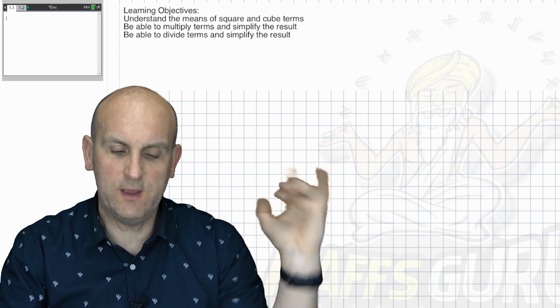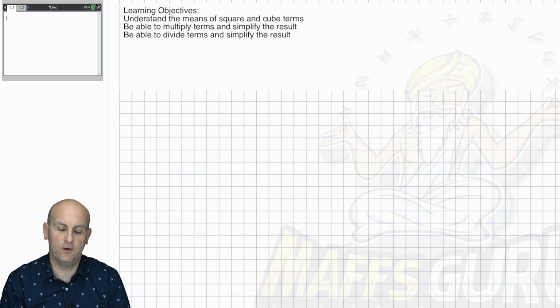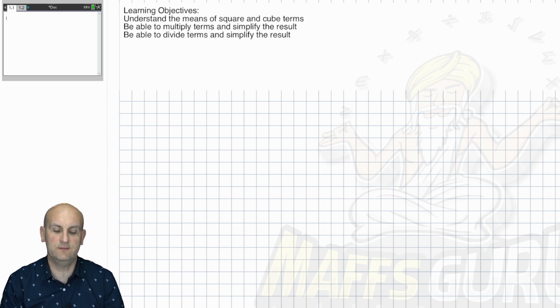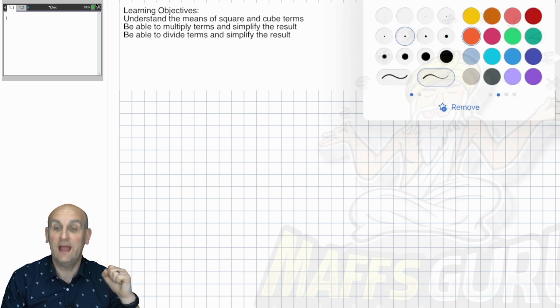So what are we doing today? We are looking at understanding the meaning of square and cube terms, multiplied terms and simplifying results, and being able to divide terms and simplify them.